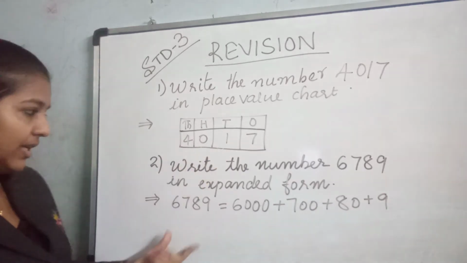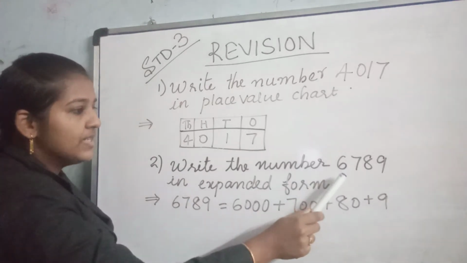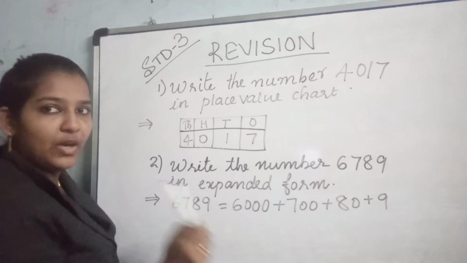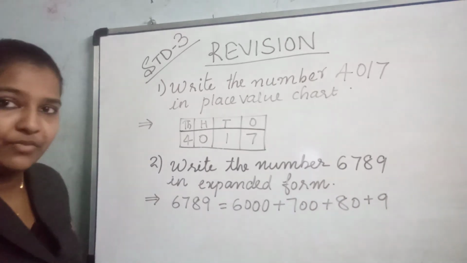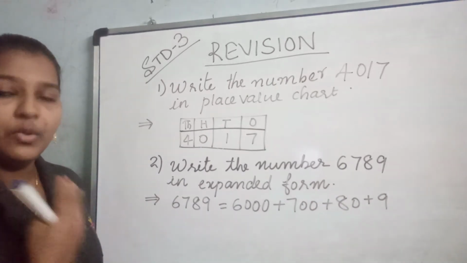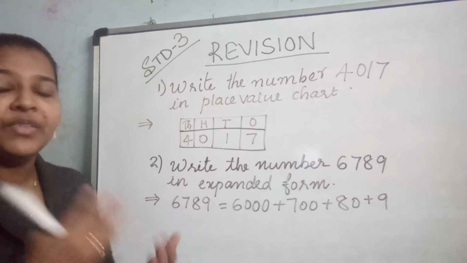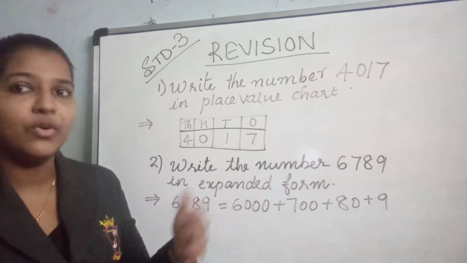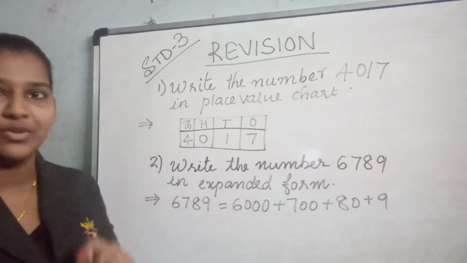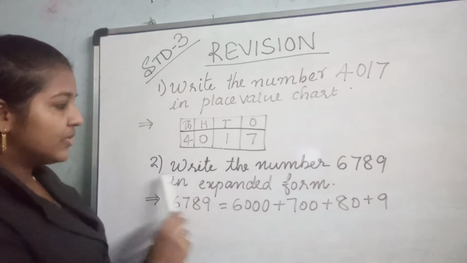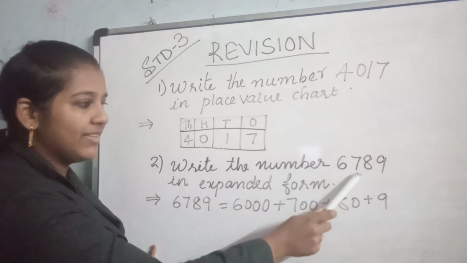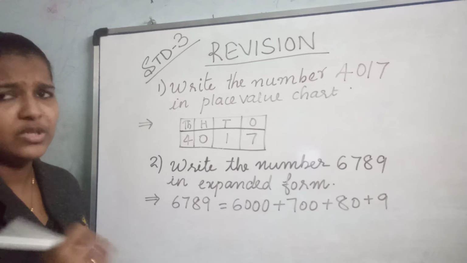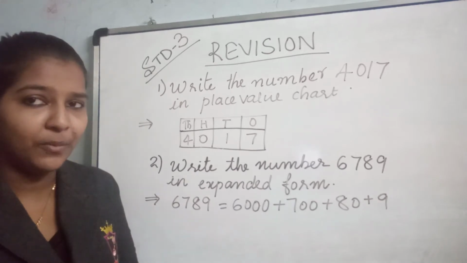Okay. So, this way you can draw the place value chart for a given number. Now, the next question. Write the number 6789. I hope everyone knows how to read a 4-digit number, and also you should know how to write the numeral for a given number name. Okay, that also you study well. Alright, so write the number 6789 in expanded form.